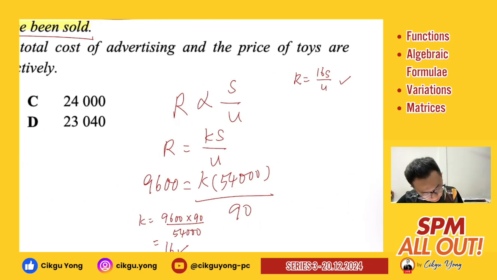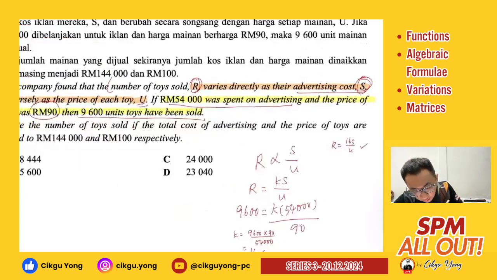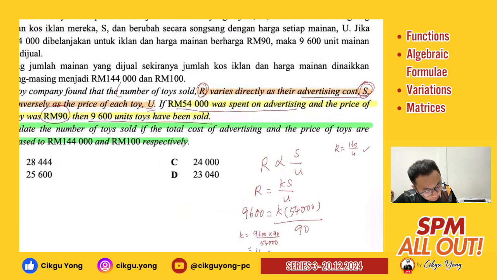Okay, then from the equation, put back your R, S or U depending on the question. So this is the question. Calculate the number of toys sold. So number of toys sold is R. Number of toys sold. Okay, so you need to find your R, which means S and U will be given to you. So what is your S? S is your advertising cost. If the total cost of advertising is 144,000 and the price of toys is 100.